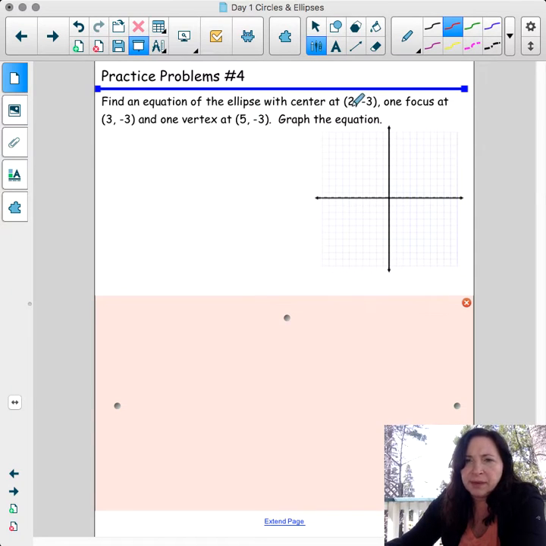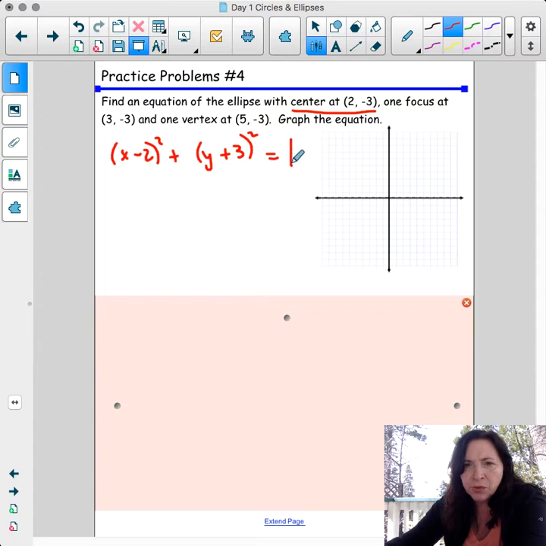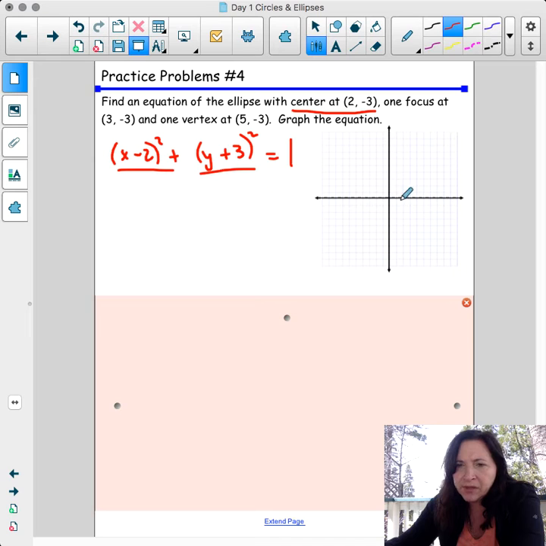Find the equation of the ellipse that has a center at 2, negative 3. Now this center, if you notice, is moved off of 0, 0. So right off the bat, if my center is at 2, negative 3, I can start writing the equation of my ellipse as x minus 2, quantity squared, plus, this will be parenthesis, y, see the minus? That'll be plus 3, quantity squared, equals 1. And what is underneath here is what I need to find. So I'm going to graph my center, which is at 2, negative 3. So that's here.